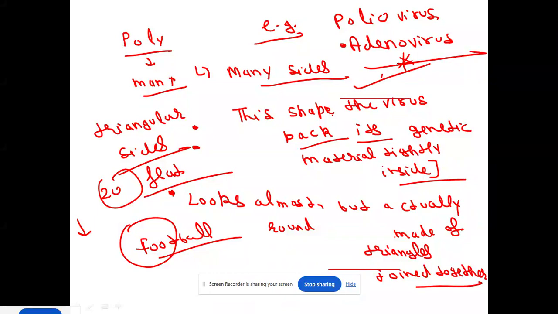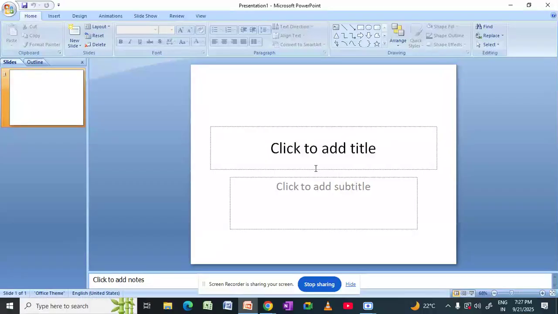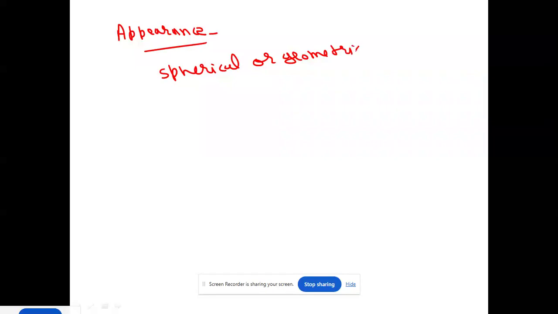Okay, great. So that's why polyhedral appearance is what you can write in the appearance point, in the same manner: spherical shape, or rounded, with 20 triangular faces. Here we can mention that its appearance is spherical or geometric, with 20 triangular faces.